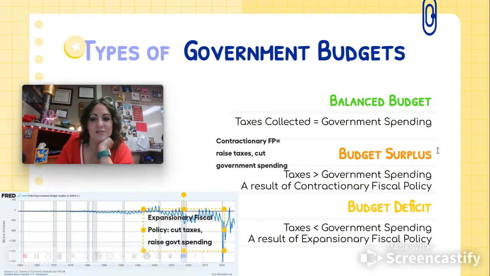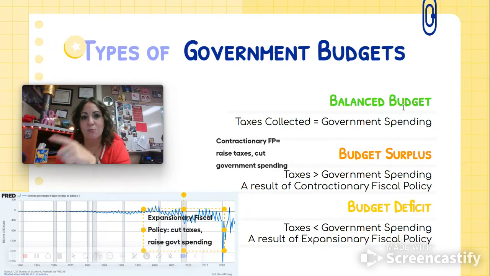So, a balanced budget is when taxes and government spending are equal to each other. A budget surplus is when there's more collected in taxes than there's spent. And a budget deficit means more spending than they collected in taxes. And the two types of fiscal policy, contractionary and expansionary, which we talked about yesterday, are the things that create either surpluses or deficits.